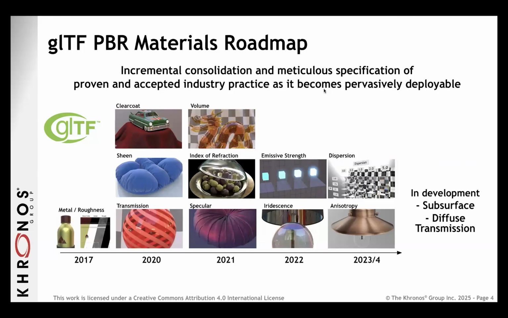One of the core and fundamental glTF features is PBR materials. We started with the metallic roughness model in 2017. Since then, we have been developing extensions that improve the visual fidelity and add to the feature set for the PBR materials. On the screen, you can see the evolution of our material extensions. Last year, we implemented and added support for the dispersion and anisotropy extensions.